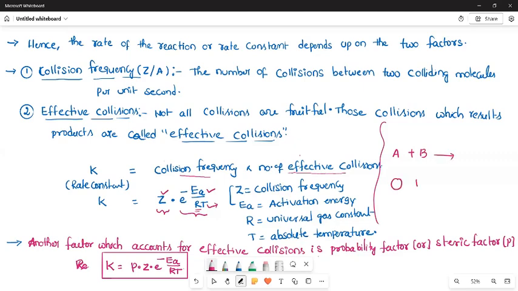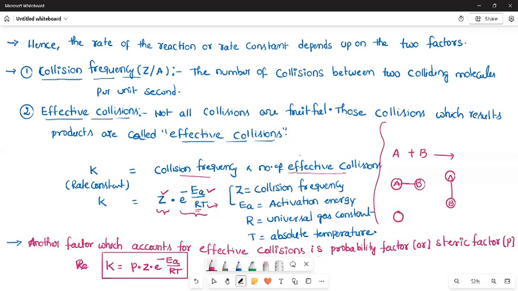This is A and this is B. They should collide like this. In a straight way, they should react. Or otherwise, this way also they can react. Or they can collide this way also.